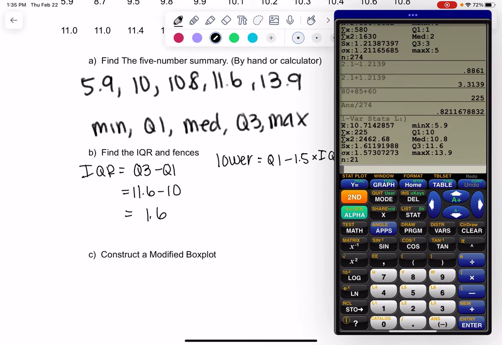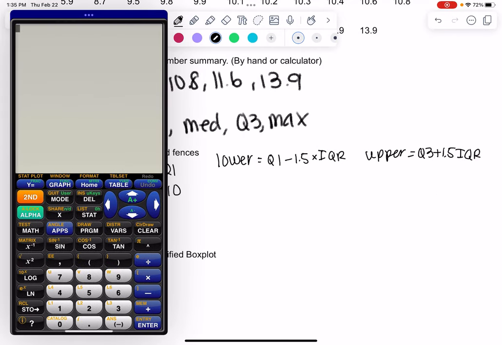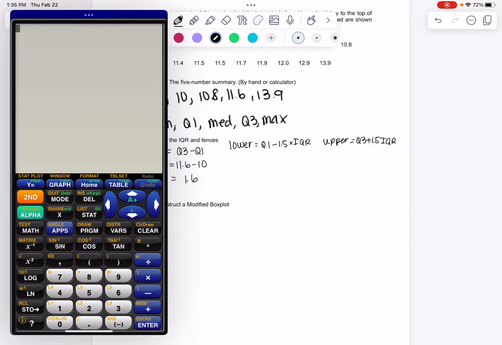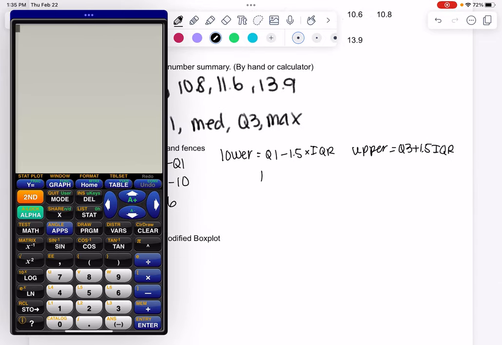So I'll get the calculator ready. So Q1 was 10 minus 1.5 times 1.6. You can type everything at once. If you're not typing everything at once, you do need to do the multiplication first.